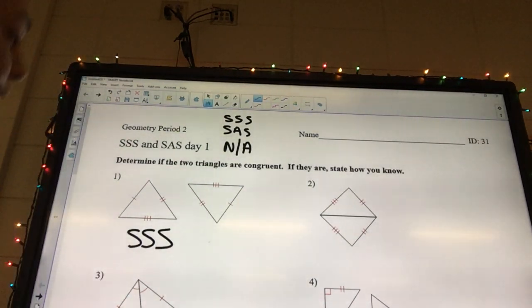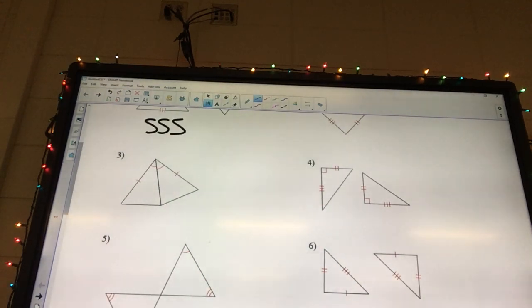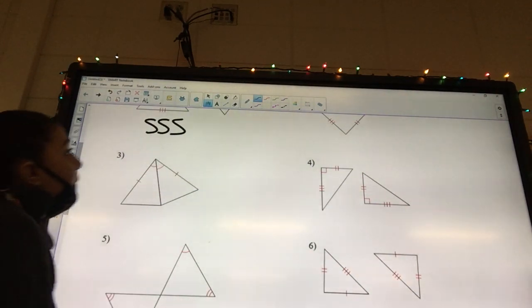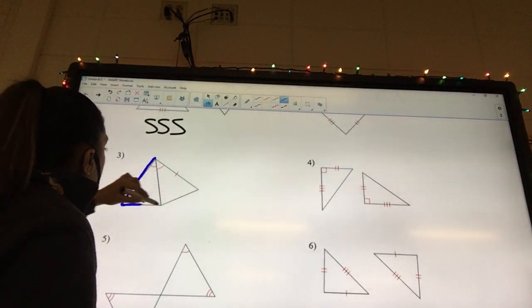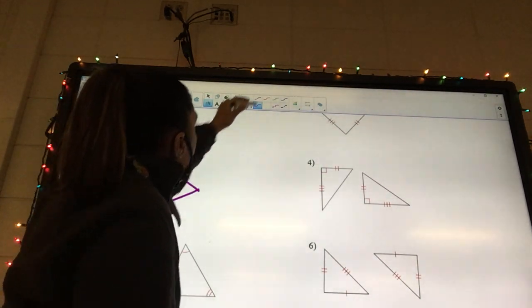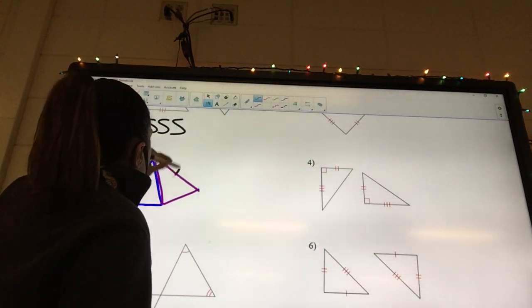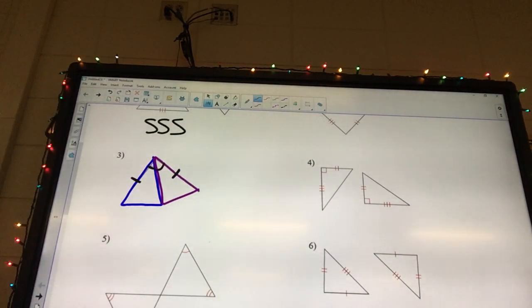Okay, if we look at number 3, we have two triangles. You really have to think about what's happening with these triangles. I have this triangle, and I'm going to mark it in blue here. We have a side on each of the triangles for sure, and we have an angle on each of the triangles for sure. Is there enough information there to say side, side, side, side, angle, side, or not enough information?